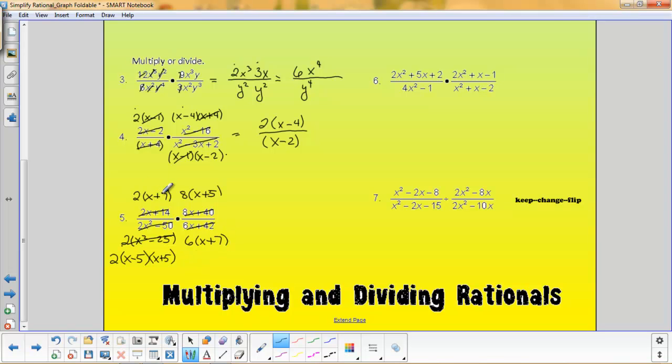All right, cancel party, here we go. So I get that crossing out with that. This 2 reduces with that 2. 5 and 5. And now what I've got left is 8 over 6 and the x minus 5. 8 over 6 reduces to 4 over 3 times x minus 5.